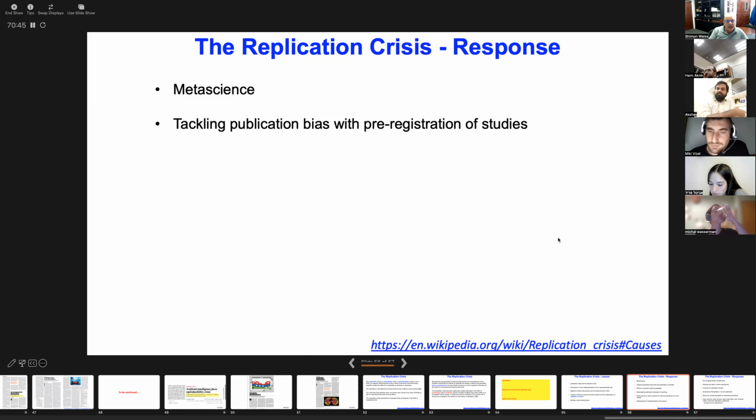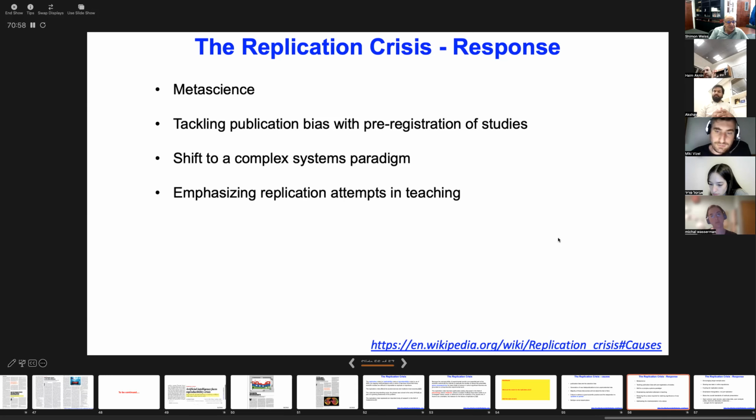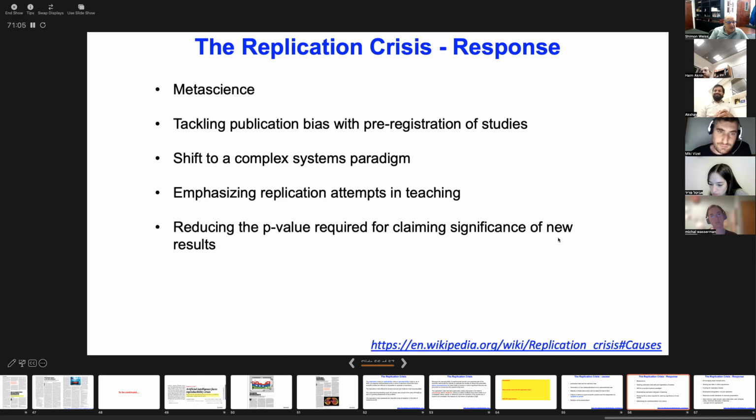Tackling publication bias with pre-registration of studies, so basically changing the peer review and the way we publish papers. Shift to a complex system paradigm, emphasizing replication attempts in teaching. That's what we are doing today. Reducing the p-value required for claiming significance of new results.